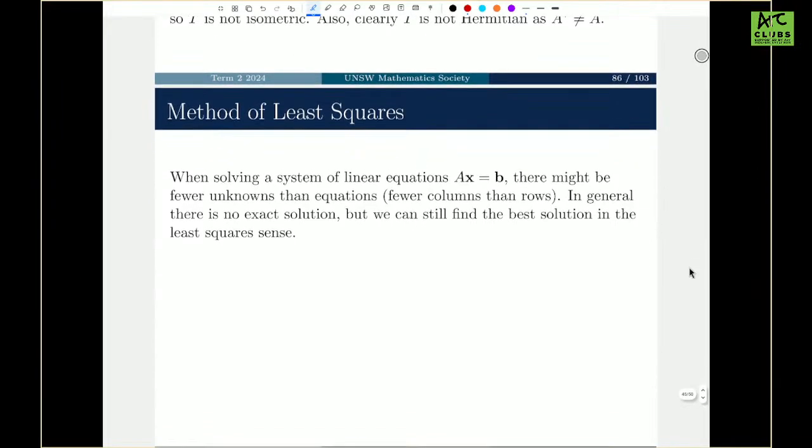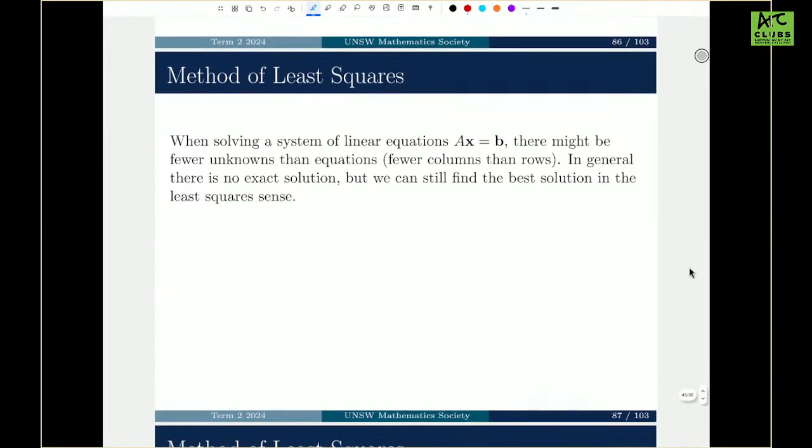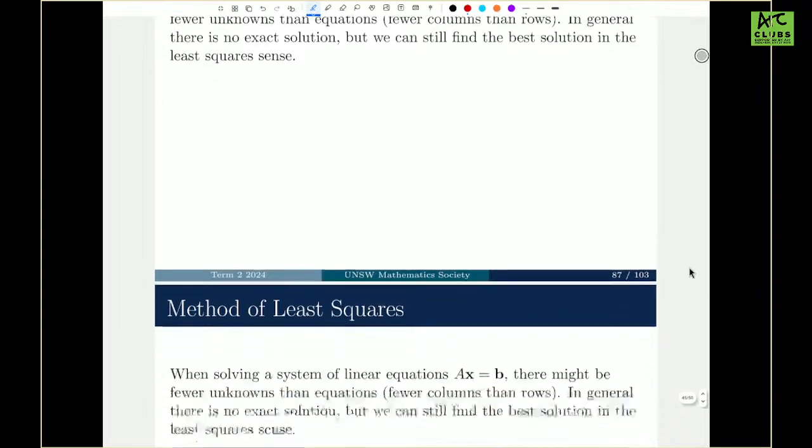Now, the method of least squares. This is an important thing. This comes up very often. They ask a lot of questions on this. We're effectively trying to find a line of best fit, or some kind of equation of best fit, given a few points.